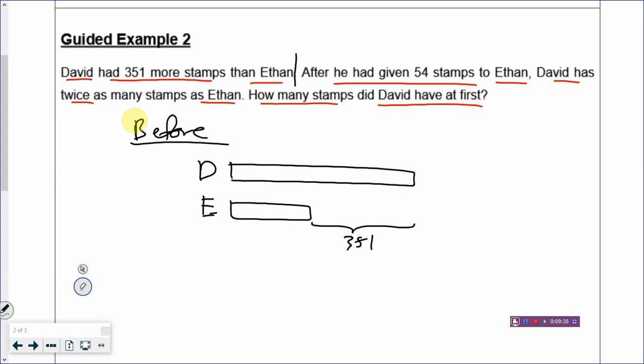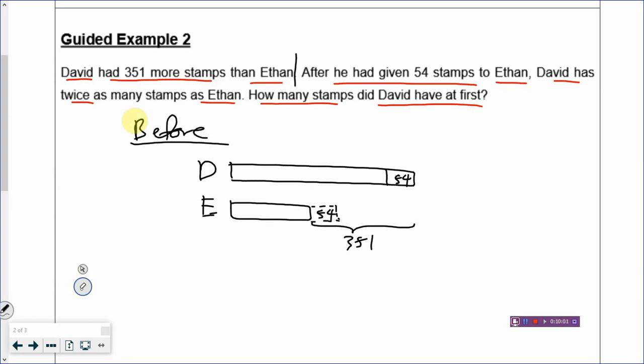After he had given 54 to Eden, so David is going to give 54 to Eden, and now you will see why you need to draw a long rectangle for David and a shorter one for Eden, because David is going to give 54, so this box is going to be taken out and put beside Eden. Okay, put over here.